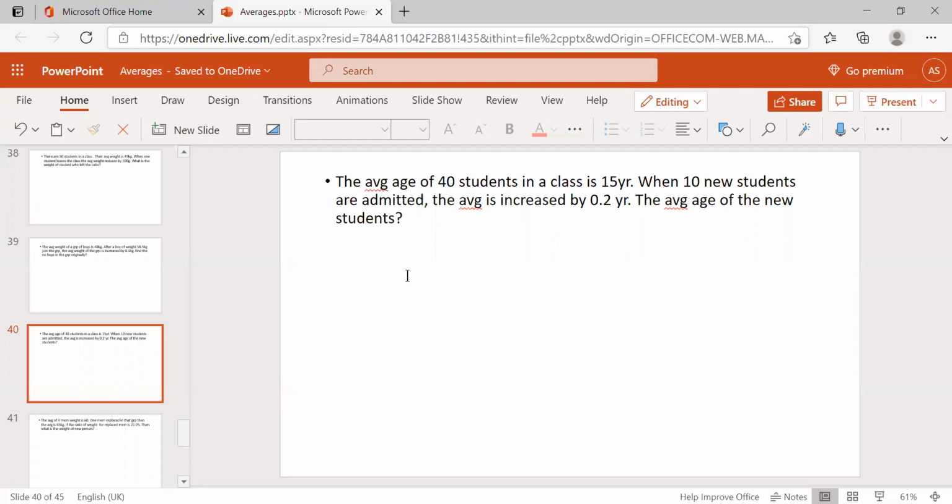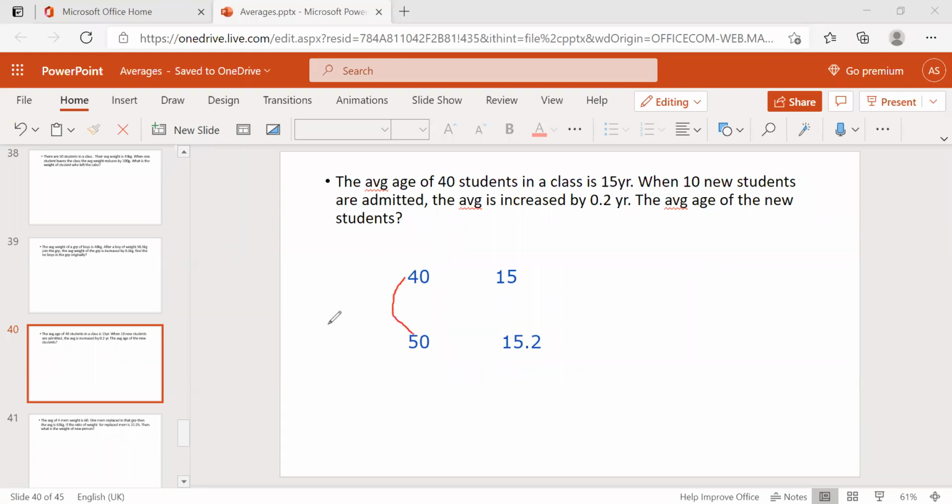So see here. How many members are there? 40 members. What is the average? 15. Then how many new boys joined? 10 members. So the increment is 10, 15. And the average increased by 0.2. That is nothing but 15.2. Okay, clear?